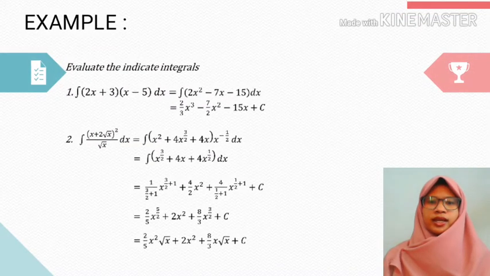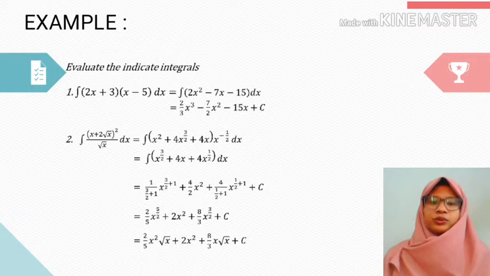Let's see the examples. Evaluate the indicated integrals. From example 1, the first step is to change the form of the algebraic factors into a polynomial equation. So we get the integral of 2x squared minus 7x minus 15 dx. Then we need to integrate it term by term. So we have 2x cubed over 3 minus 7x squared over 2 minus 15x plus c.